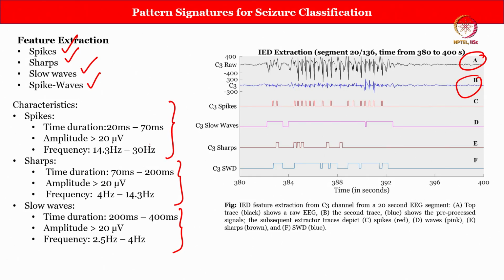spike, 70 milliseconds, greater than 20 microvolts, 14.3 to 30 hertz spikes. Slow waves, because it is between 200 and 400 milliseconds, right, greater than 20 microvolts and 2.5 hertz to 4 hertz. Sharps, because we have 20 and 70 milliseconds, sorry, 70 and 200 milliseconds. You can see here the little bit of difference in the spikes, and then you have 4 hertz to 14.3 hertz as the frequency. And then you also have something called slow wave discharges, right, slow wave discharges.